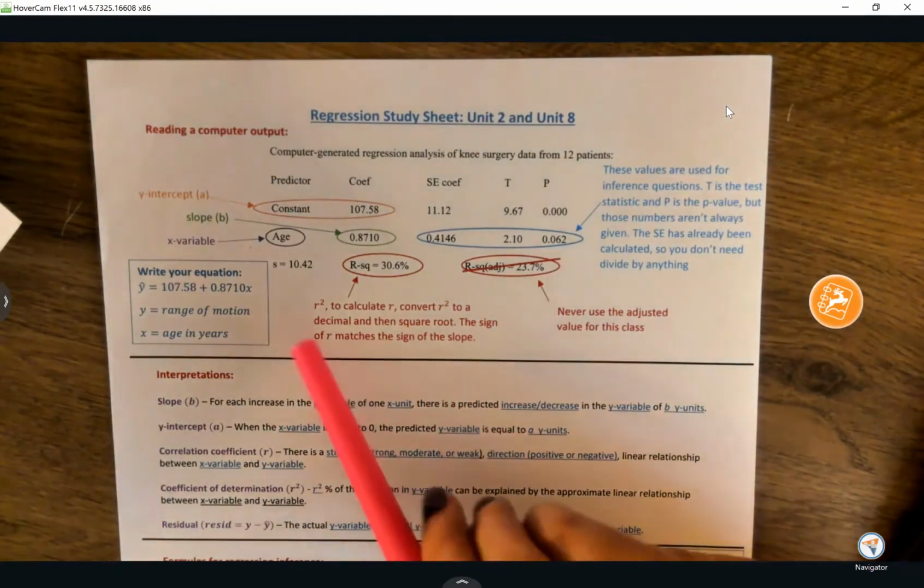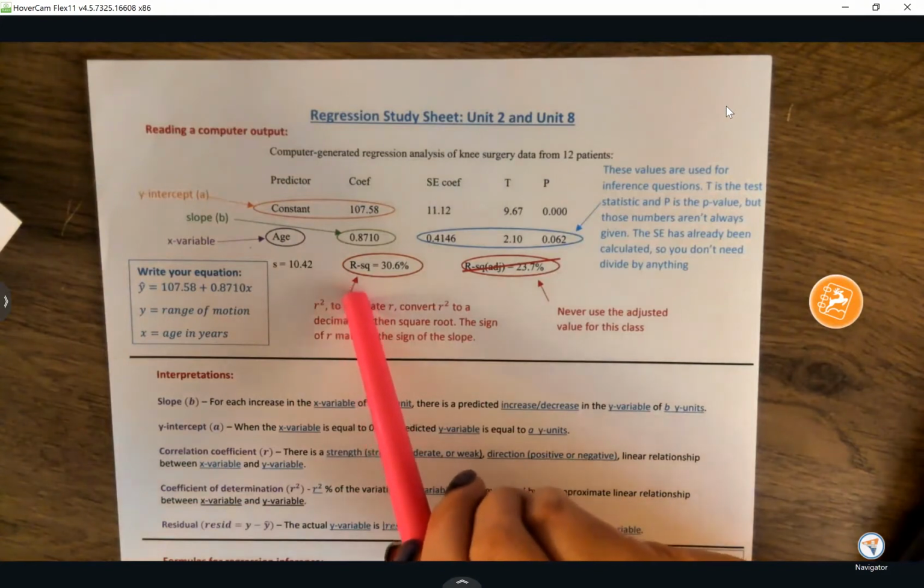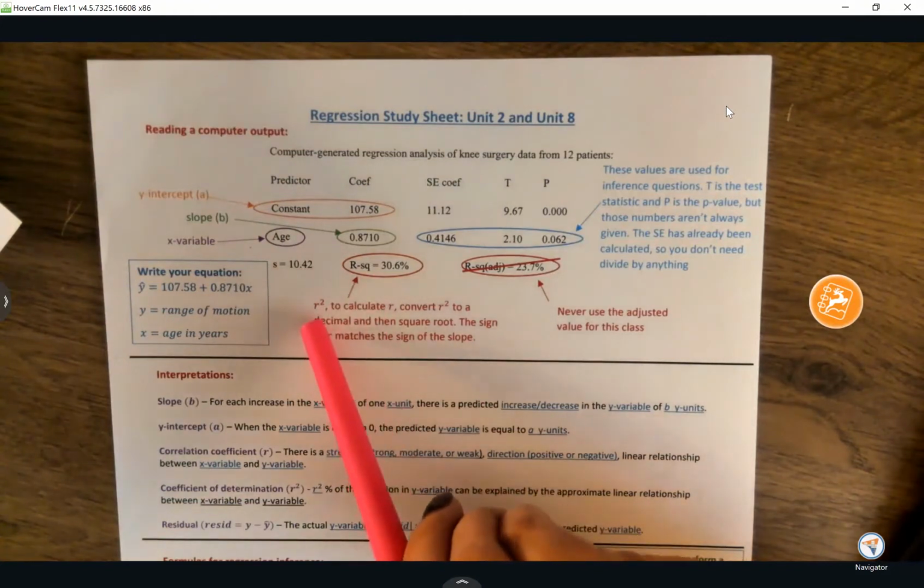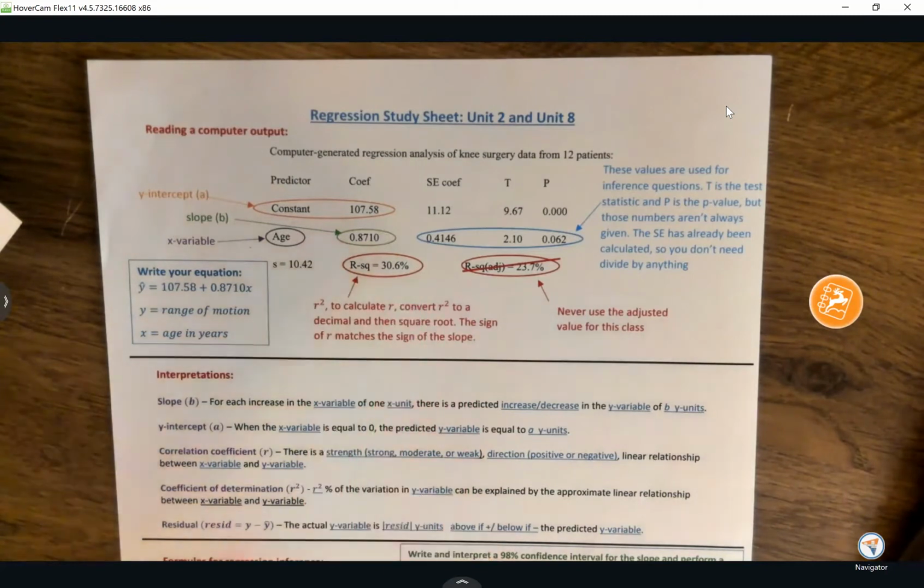Then down here, it gives you s. We're not going to use that number. It says r-sq, that means r squared. So my r squared is 30.6% or 0.306. To calculate r, you convert r squared to a decimal first. So I would move the decimal over twice. That's going to be 0.306 for r squared. I take the square root of that.